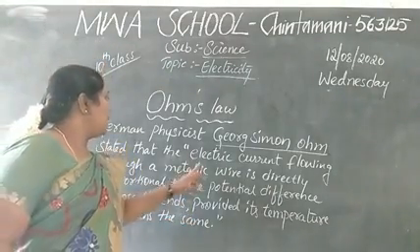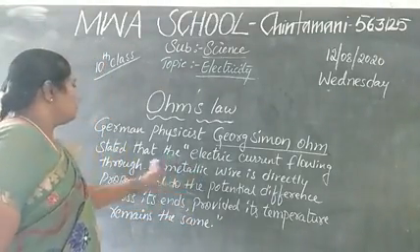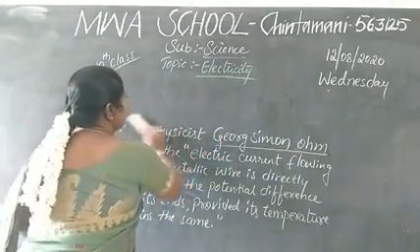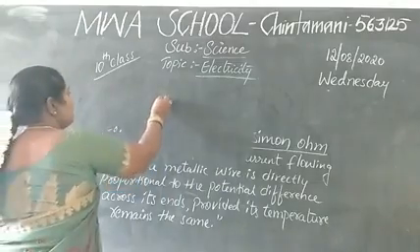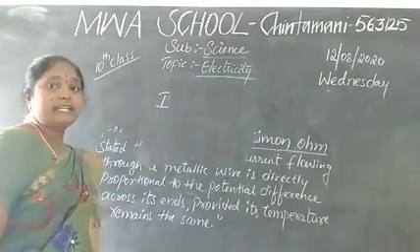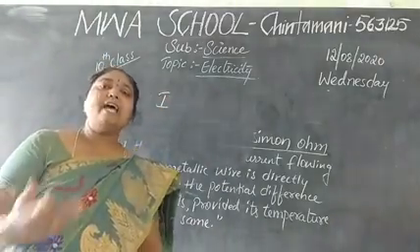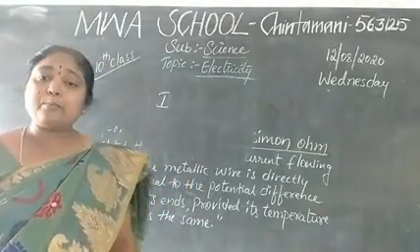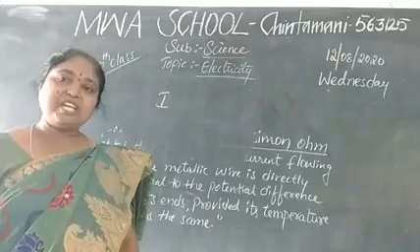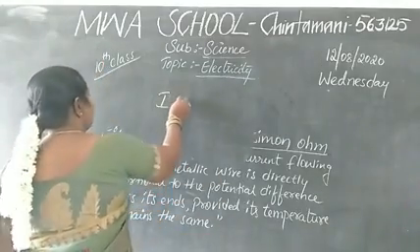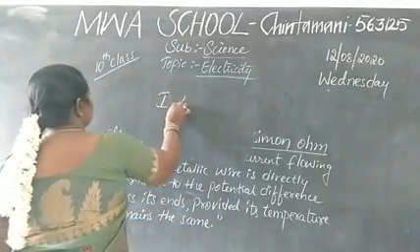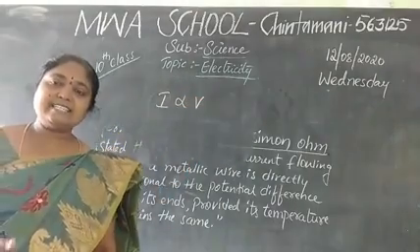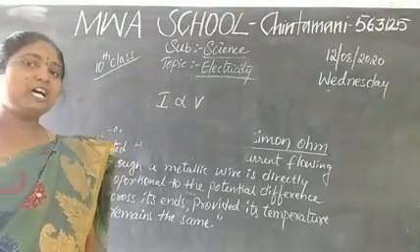Here we have said that the electric current flowing through a metallic wire, electric current is nothing but I, shown symbolically as I. Electric current is directly proportional to its potential difference, which is V. So I is directly proportional to V.